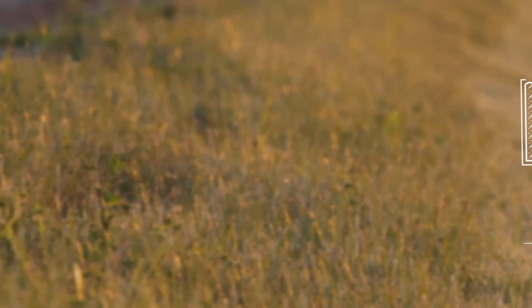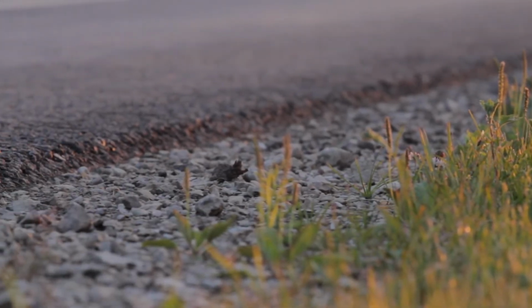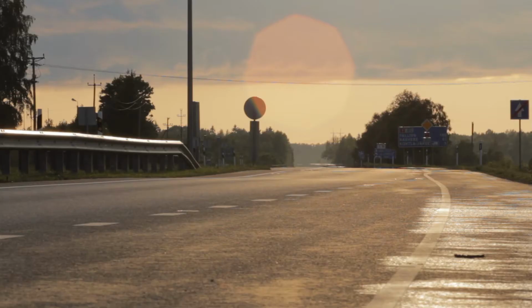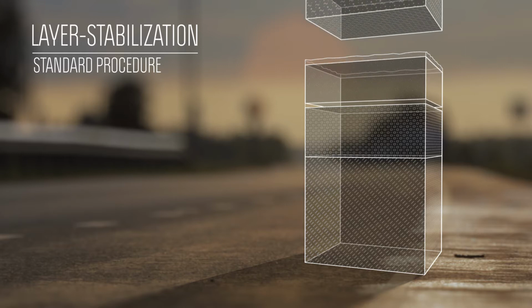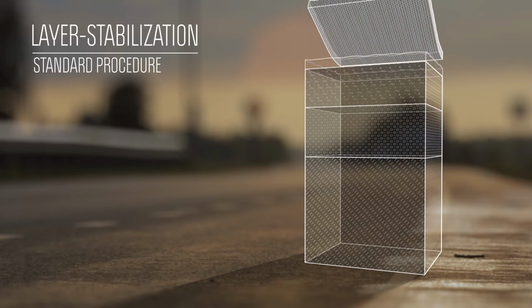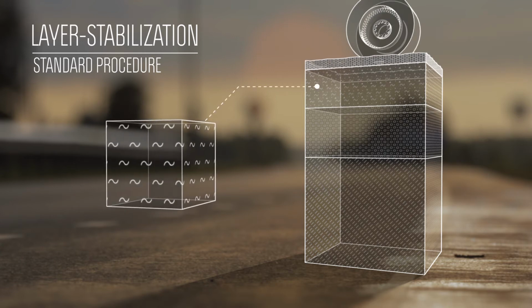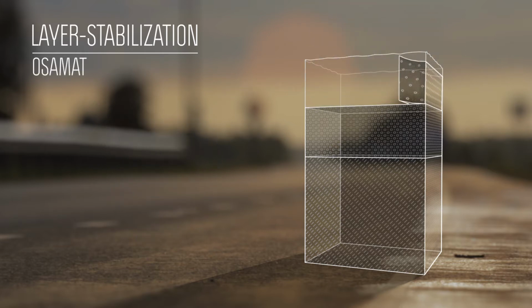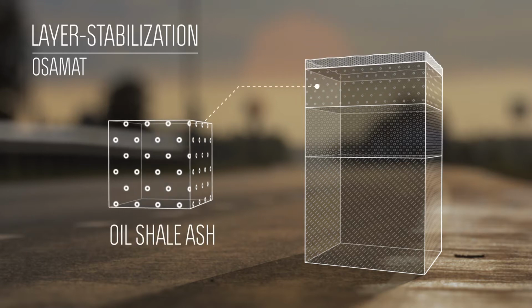In the next stage, 2 working methods were chosen for the integration of the ash mixtures into the road construction process. The methods were layer stabilization and mass stabilization. Layer stabilization is widely usable for areas with hard surfaces. In the standard procedure, the cement mixture is added to the layer underneath the asphalt concrete layer to guarantee road integrity and load capacity. The main component of the binding substance used is cement, the production of which is costly and can contaminate the natural environment. In the OSAMAT project, a large quantity of oil shale ash was used as the binding substance for layer stabilization.